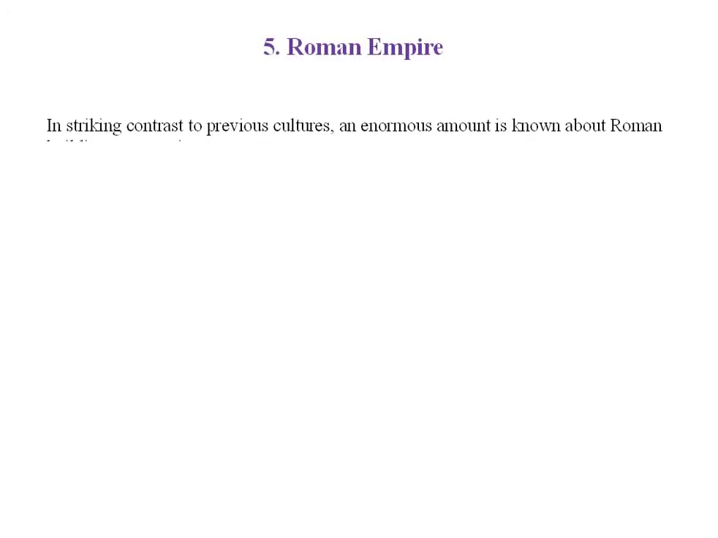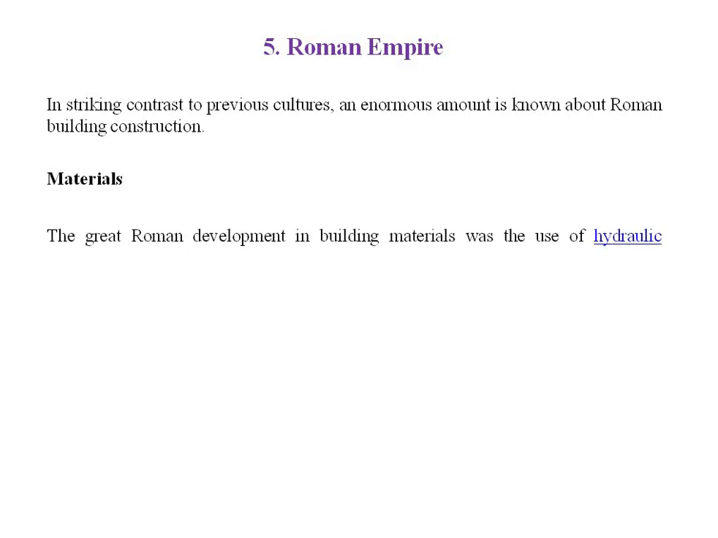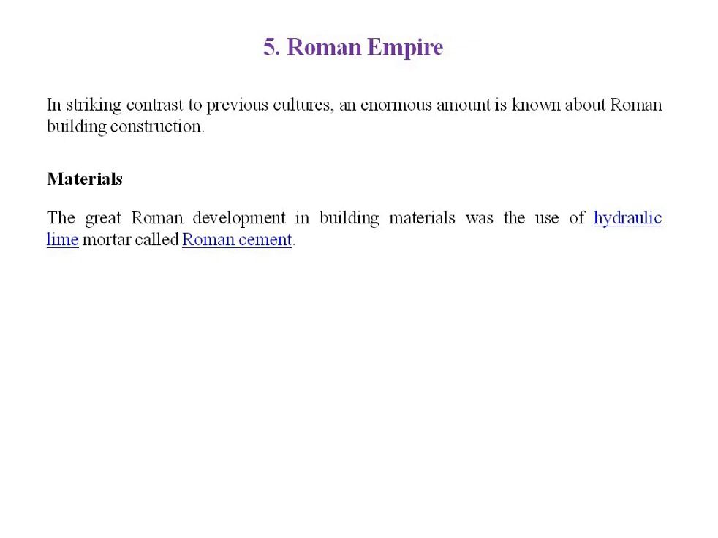Roman Empire. In striking contrast to previous cultures, an enormous amount is known about Roman building construction. Materials: let us see what materials they used. The great Roman development in building materials was the use of hydraulic lime mortar called Roman cement. This was developed in the Roman Empire, and now we are developing many cements, lime mortars, etc.